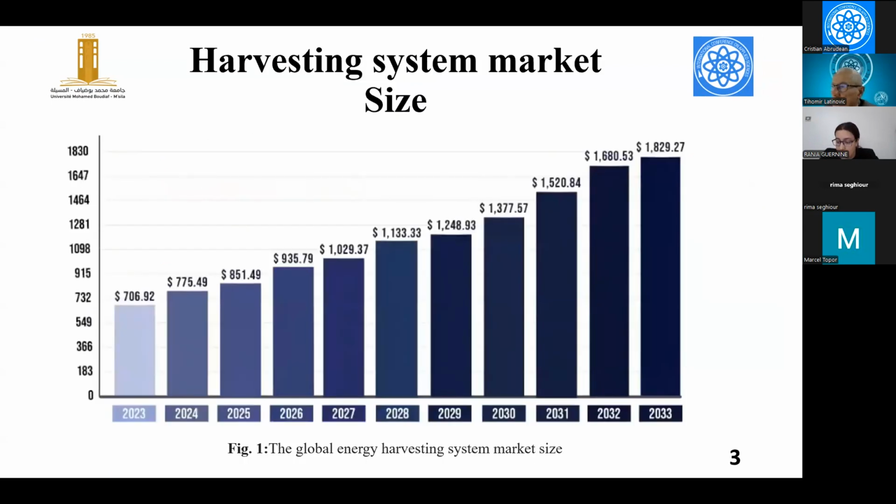As we see in this figure, the energy harvesting market is witnessing continuous growth, with the market size reaching 706.92 million in 2023. It is expected to reach $1829.27 million in 2033. It means that people are investing in order to harvest energy. The question here is, what do we mean by harvested energy and how can we harvest this energy?